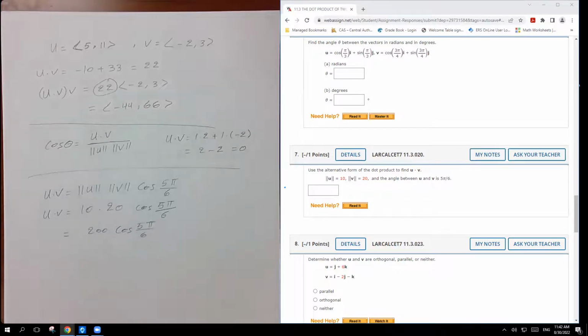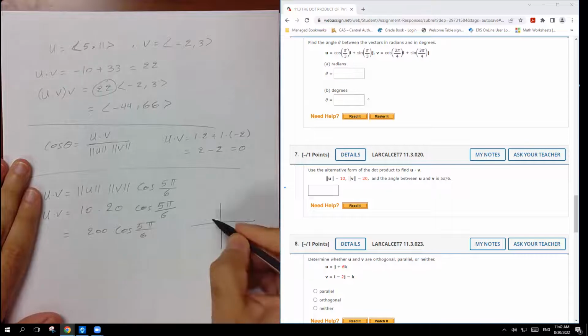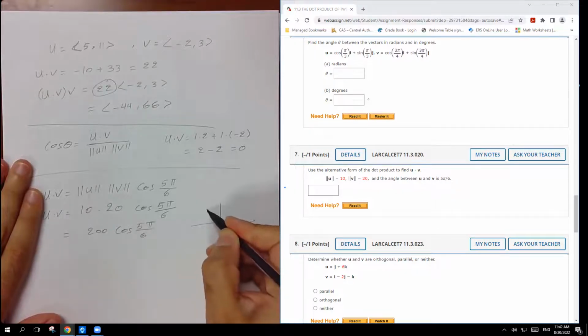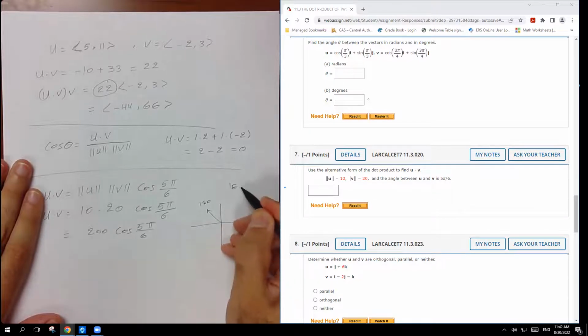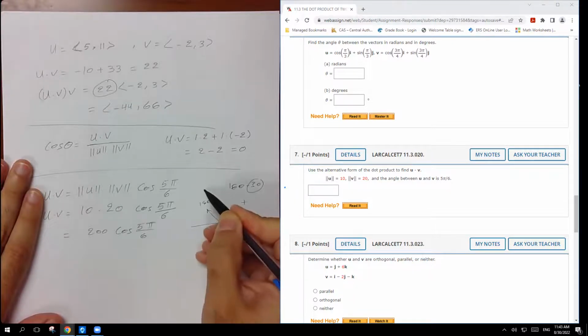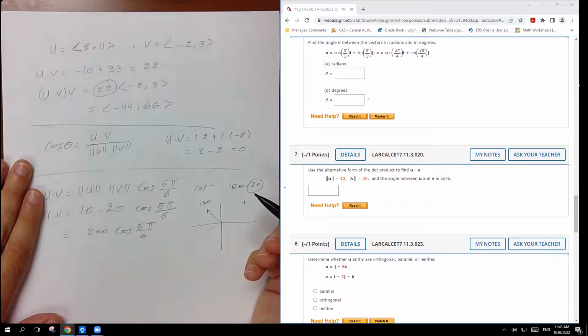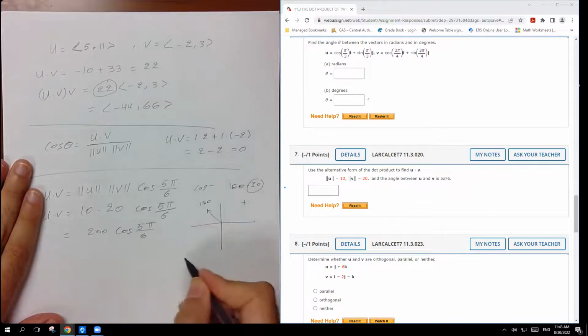You walk in, the angle is 150, so it's going to be 180 minus 30. We're going to work with this one. In this quadrant, sine is positive and cosine is negative, so that means it's going to be negative square root of 3/2.